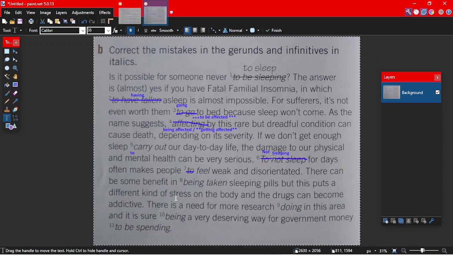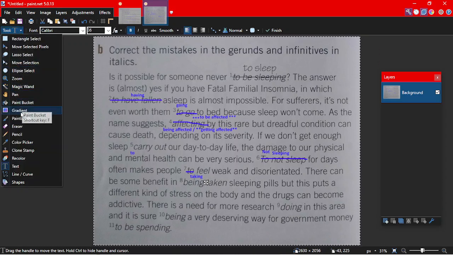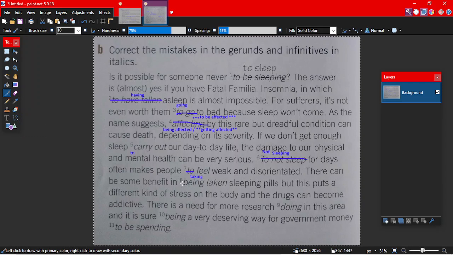There can be some benefits in being taken. Okay, there can be some benefits in take sleeping pills. There can be some benefit in take sleeping pills, but this... It's taking with ing. There can be some benefit in taking sleeping pills, yeah. A benefit in doing something, yeah.